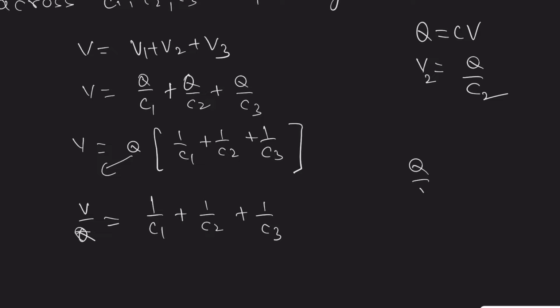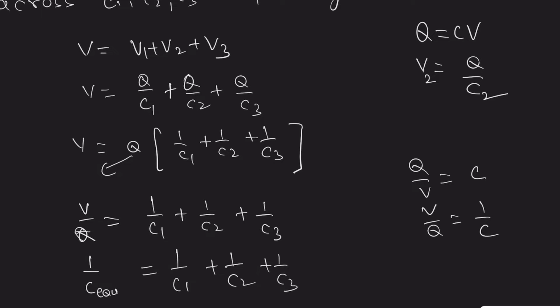You know, Q by V is equal to C, so V by Q becomes 1 by C. So V by Q is nothing but 1 by C, where C is the equivalent capacitance. So 1 by C equivalent is equal to 1 by C1 plus 1 by C2 plus 1 by C3. So this is the answer.